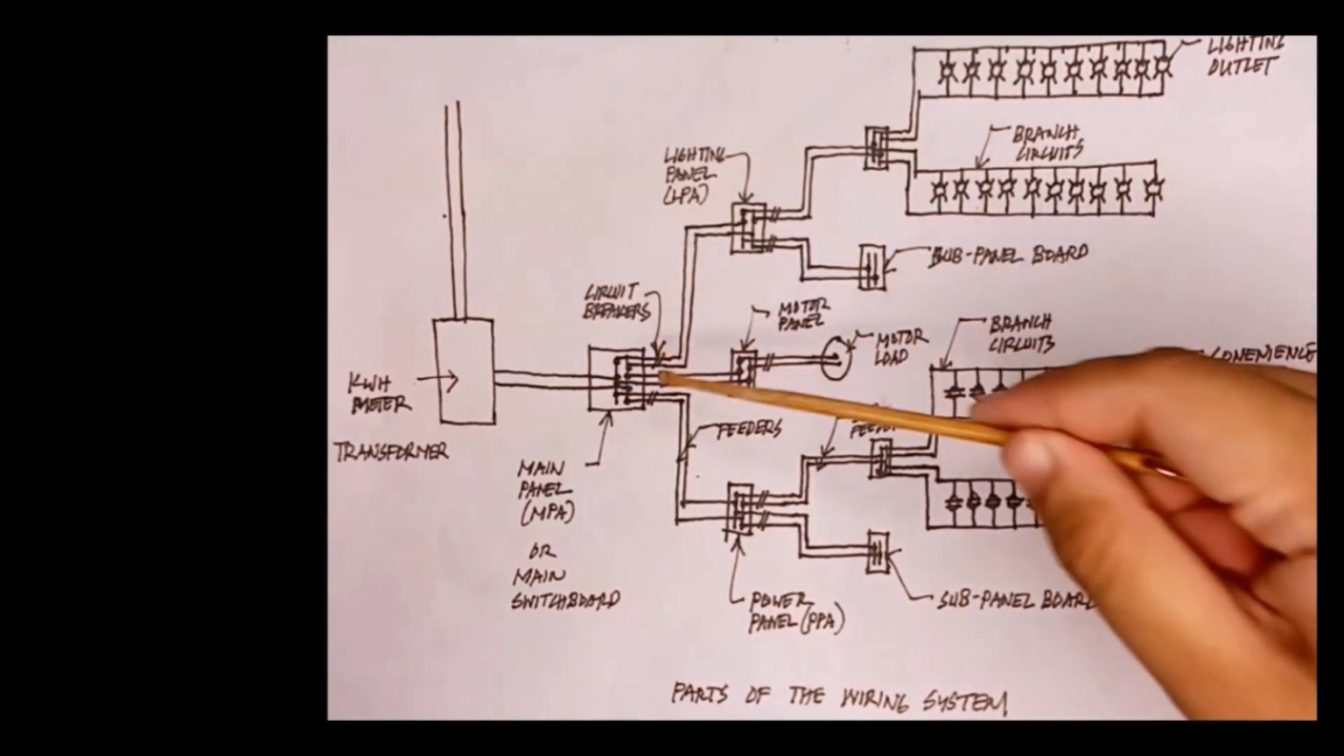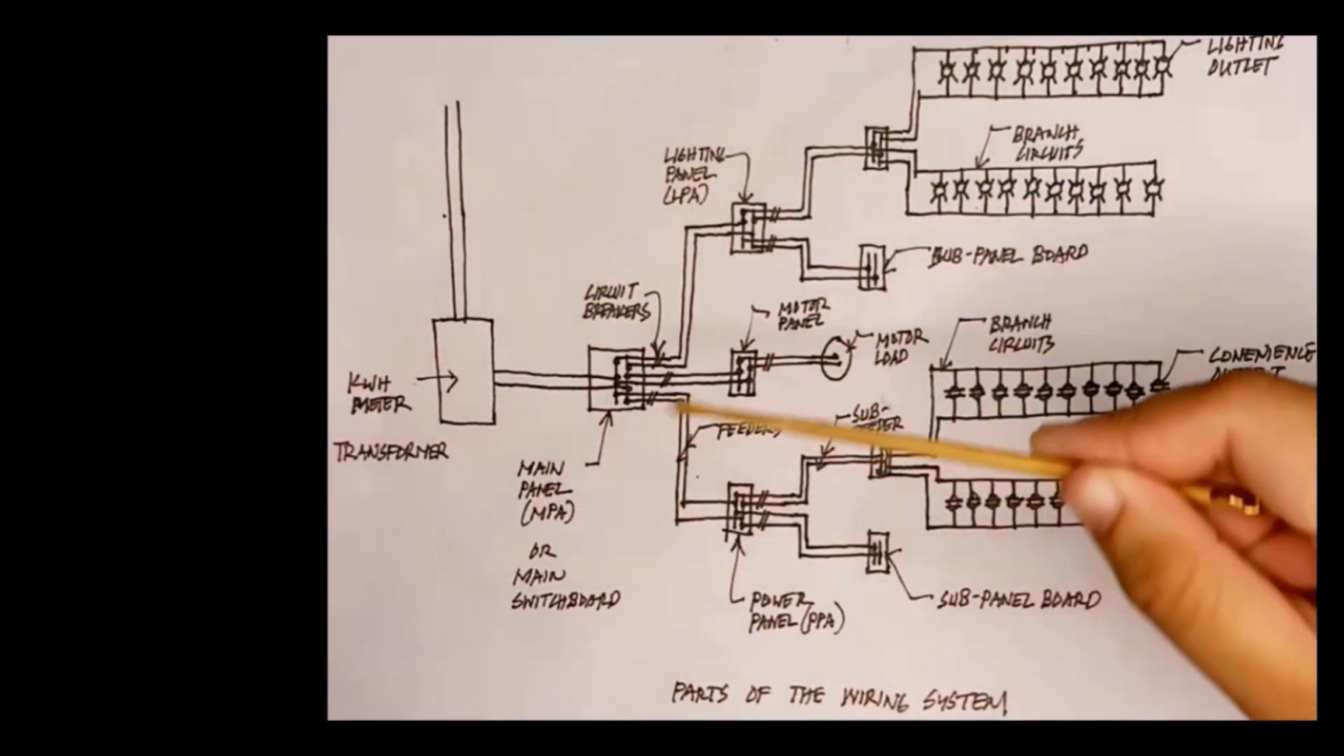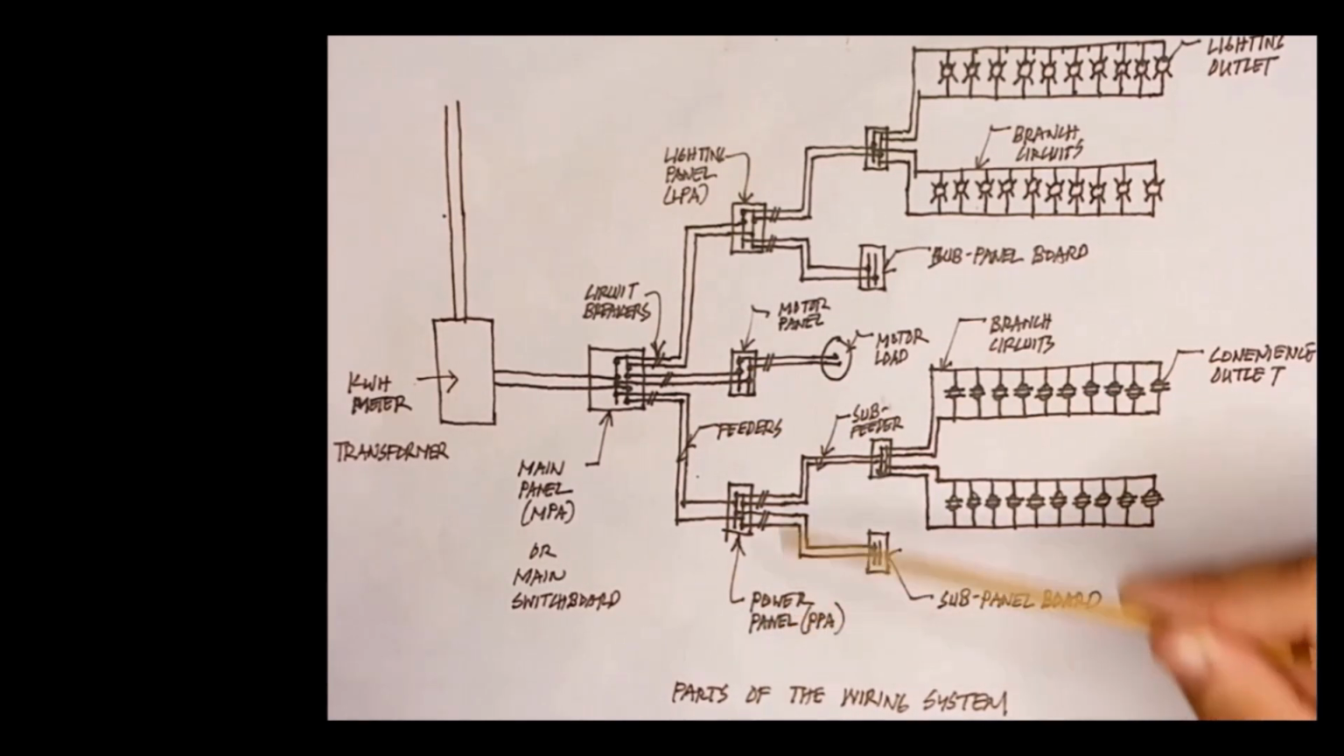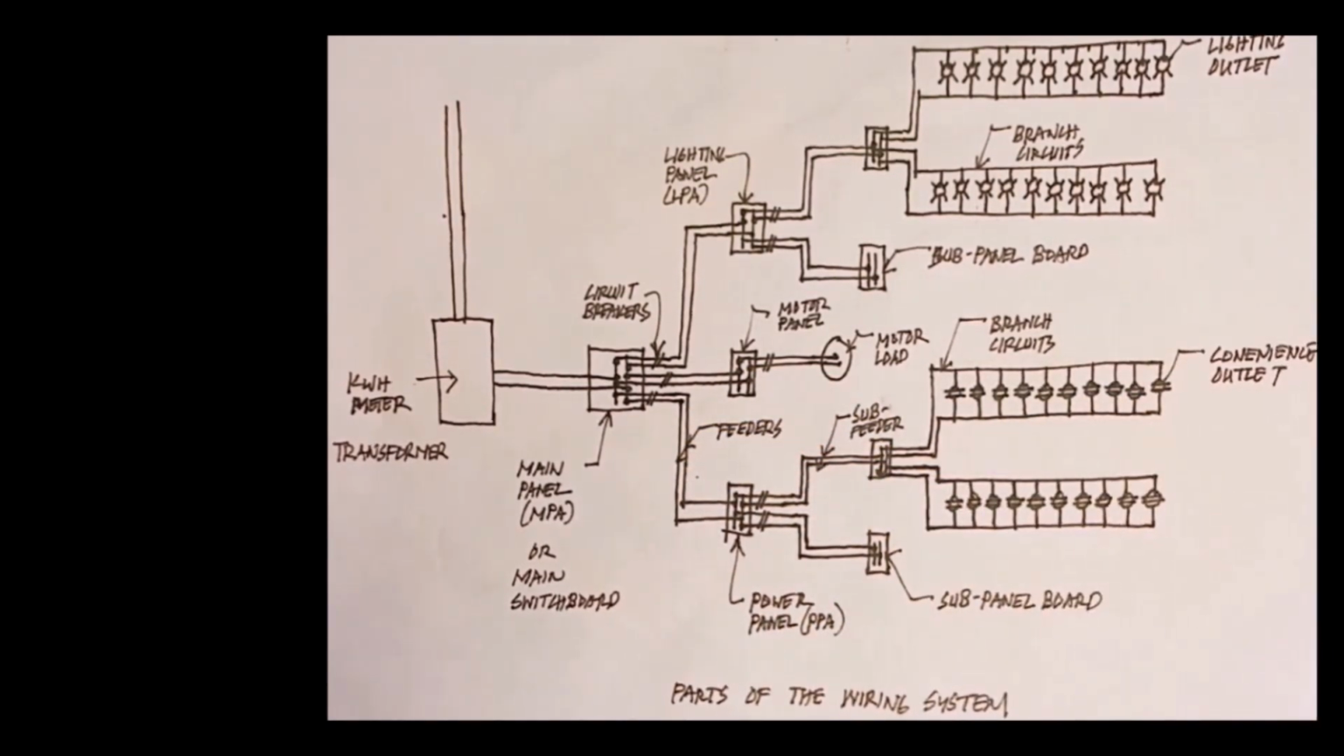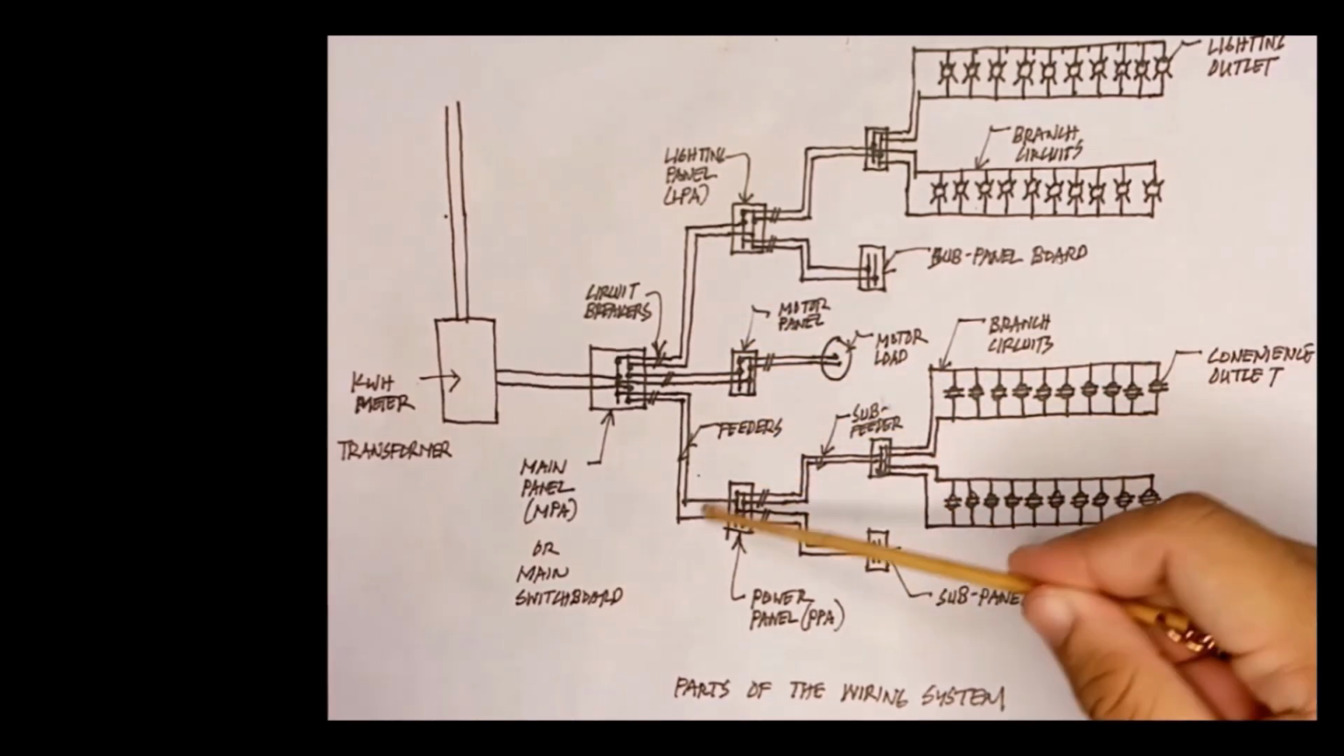Connected to circuit breakers are 3 panels: lighting panel, motor panel, and power panel, which we also have a feeder here. So, a lighting panel serves lighting fixtures only. It is a panel for switching or controlling lights and lighting circuits. Next is the motor panel. The motor panel distributes power to motor load. And lastly, the power panel.